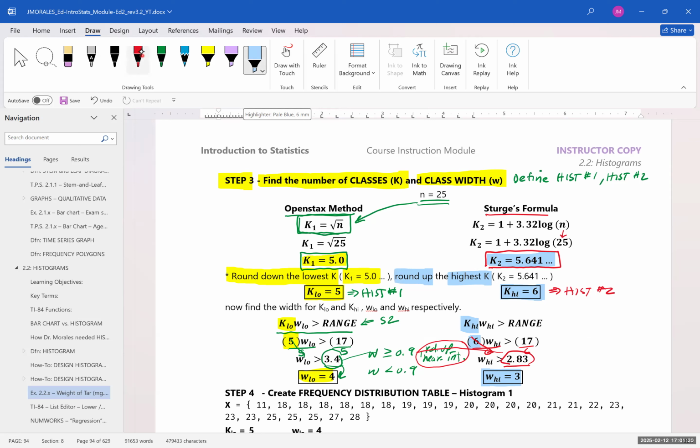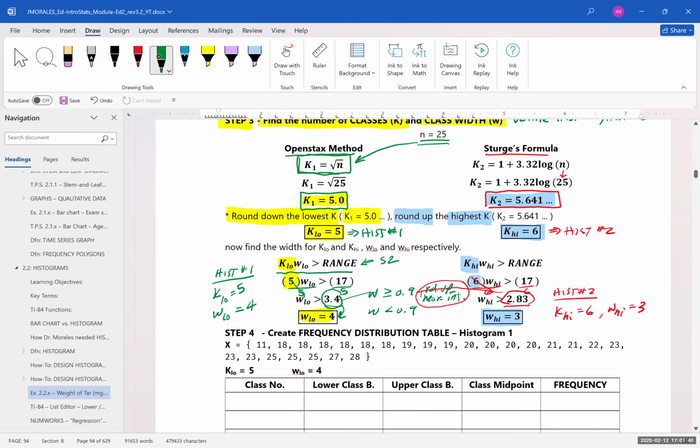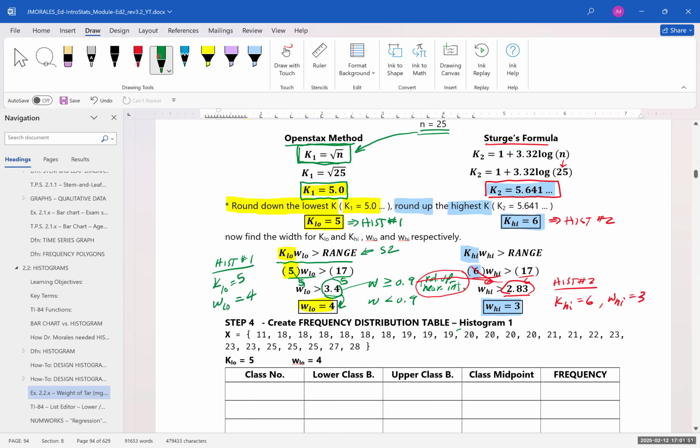So what we've got is, for histogram 2, we're going to have 6 classes where each class is 3 wide. And for histogram number 1, we're going to have 5 classes where each class is 4 wide. All right, so let's look at histogram 1, which is going to be 5 classes that are 4 wide.